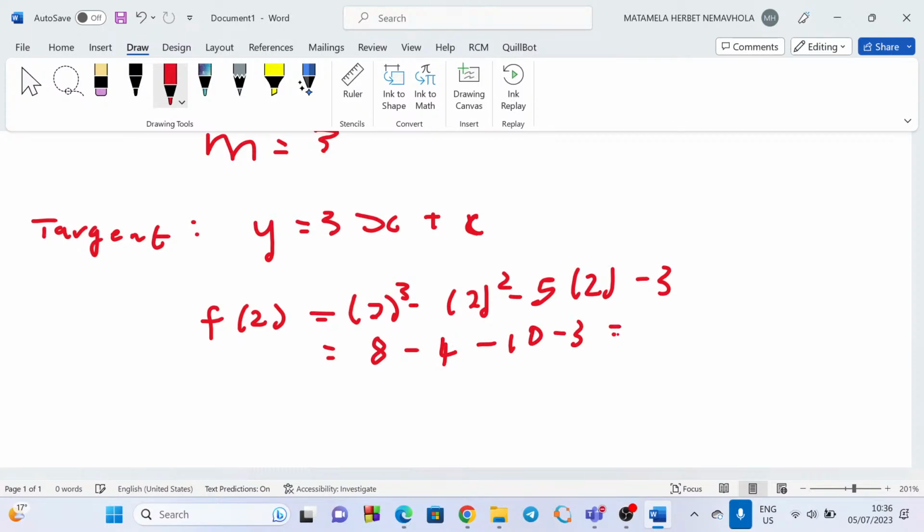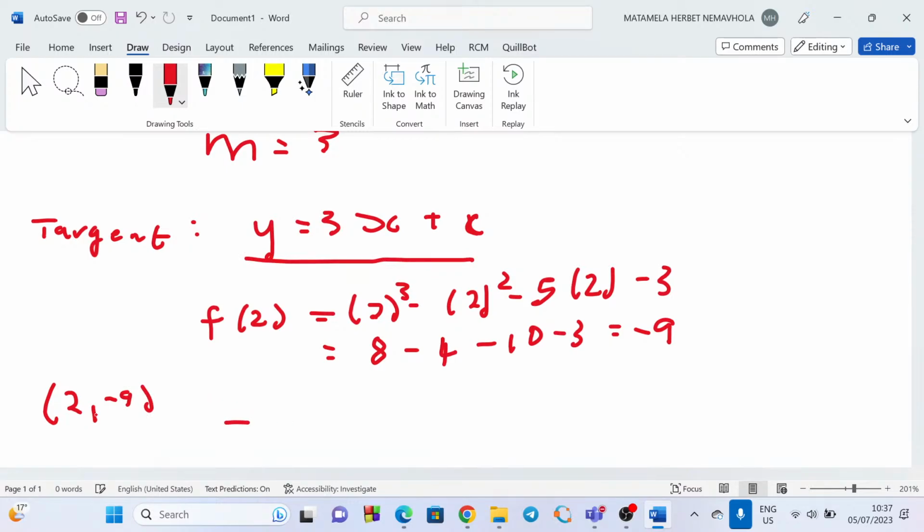So 8 minus 4 is going to be 4. 4 minus 10 is going to be minus 6. Minus 6 minus 3 is going to be minus 9. So we have these 2 values: when x equals 2, our value for y is minus 9. So now we're going to substitute these 2 values in this equation to find c.